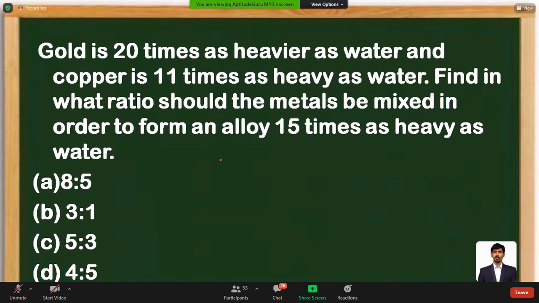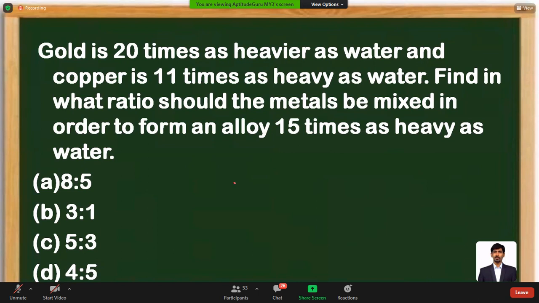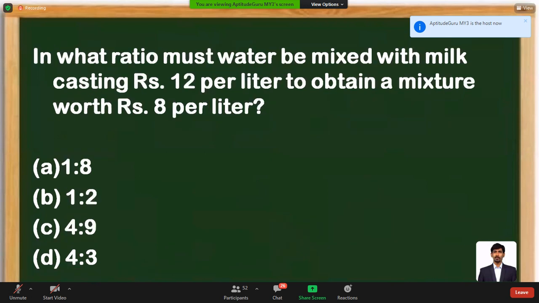One is 20 times, the other one is 11 times. The overall value is 15. So we can take 20, 11 and 15. This minus this is 4, this minus this is 5. Mark your answer as 4:5. Look at the next question.